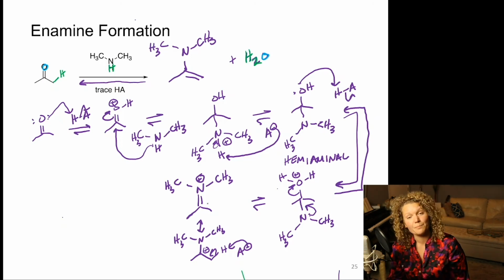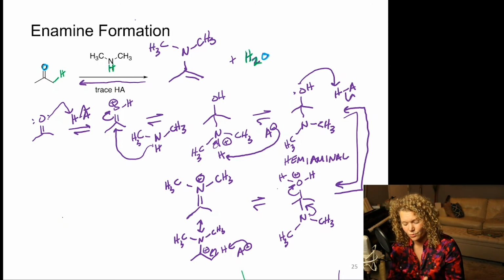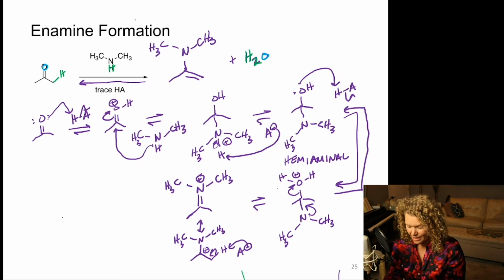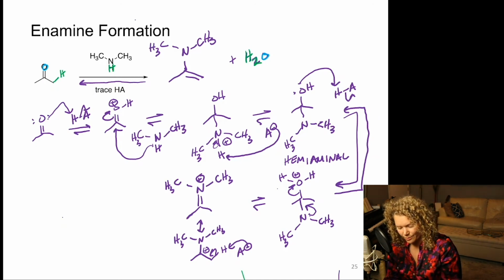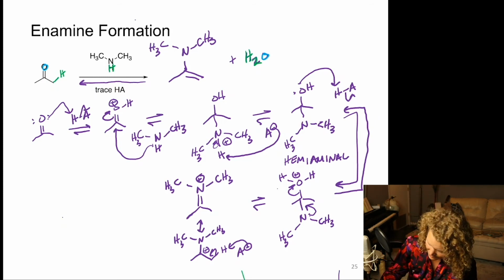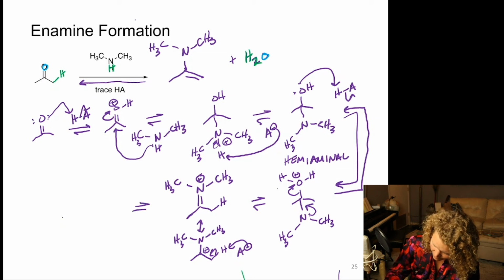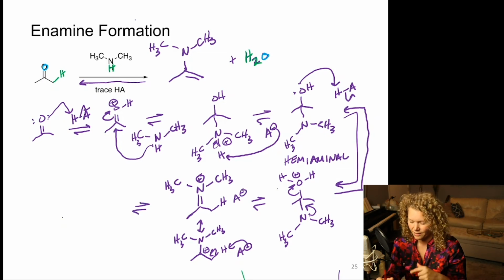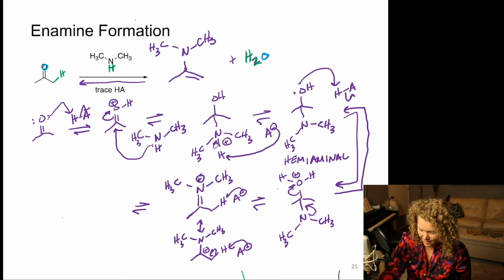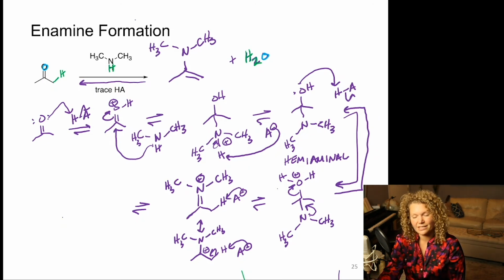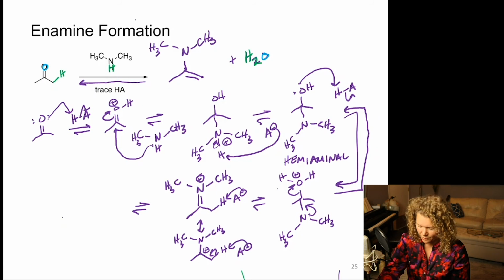I'm going to draw it from our major resonance contributor, which is the nitrogen having the positive charge. And this bottom resonance contributor, notice that that carbon doesn't have a full octet. So let's do it from the top one here. Here's our hydrogen. I'm going to have A minus. This is the conjugate base of our starting acid. Because this hydrogen is a lot more acidic than it normally would be.